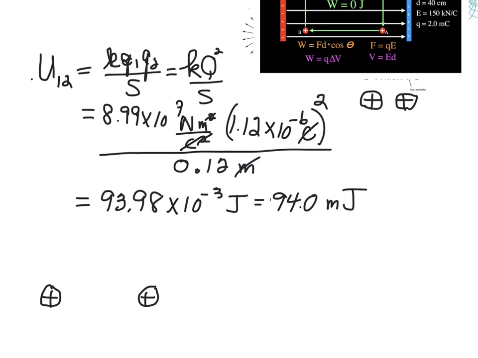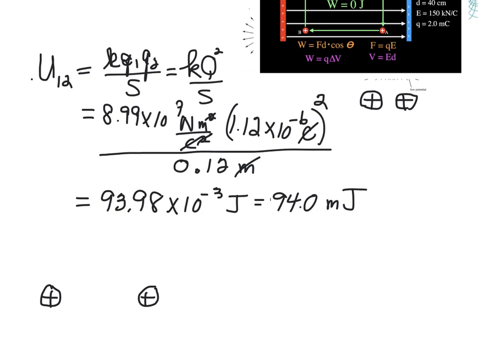So notice that's coulomb squared, that cancels. There's 1 meter, that leaves you with Newton meters, which are joules. And just to make things easy, this is 10 to the 9th. When we square this, this is going to be 10 to the minus 12. So 10 to the 9th, 10 to the minus 12 leaves us with 10 to the minus 3, which is millijoules, which is what we want.